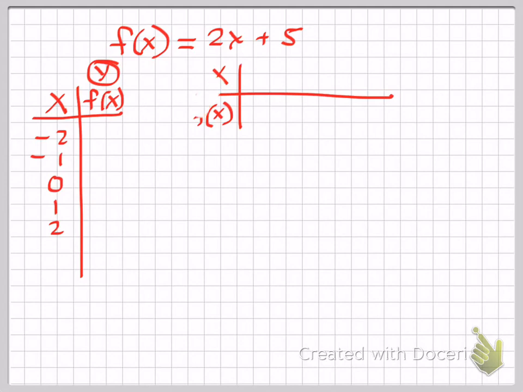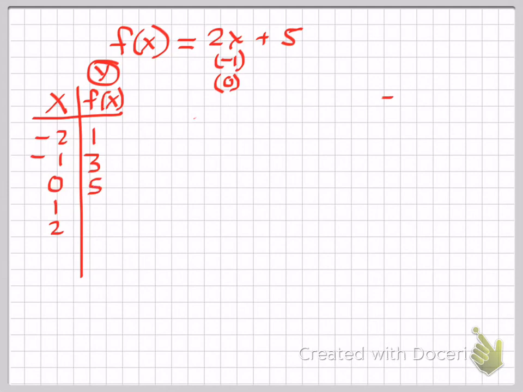And so then, let's see. When x is negative 2, what is my y? It's 1. When x is negative 1, what's my y? When x is 0, good. When x is 1, and 9. And then we make our graph.